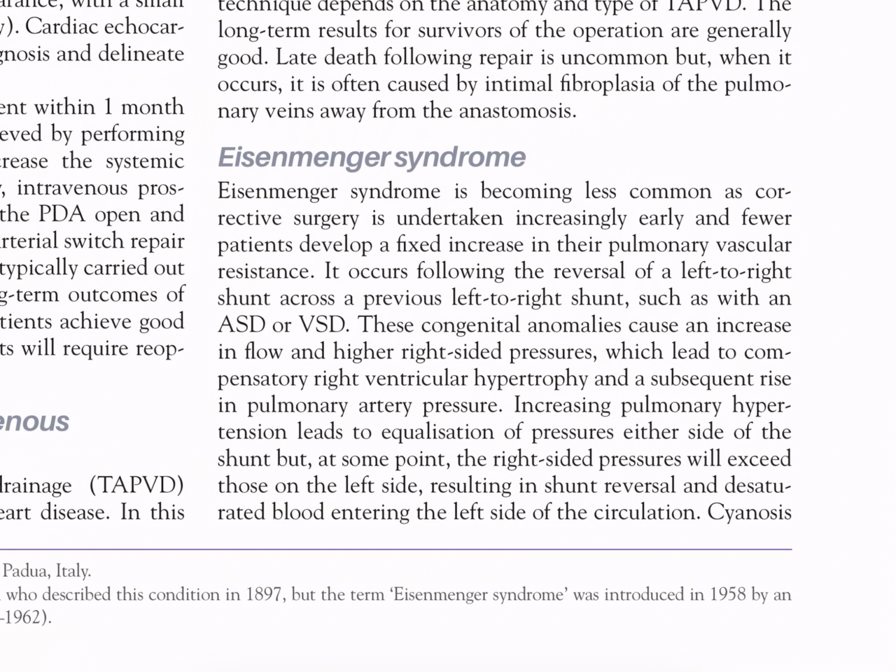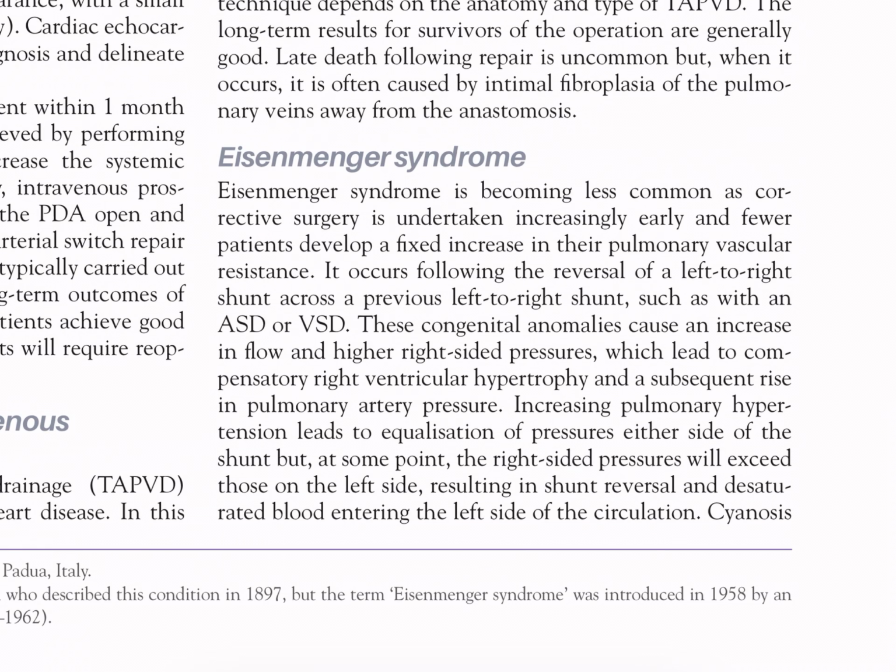It occurs following the reversal of a left to right shunt across a previous left to right shunt, such as with an ASD or VSD. These congenital anomalies cause an increase in flow and higher right-sided pressures, which lead to compensatory right ventricular hypertrophy and a subsequent rise in pulmonary artery pressure.